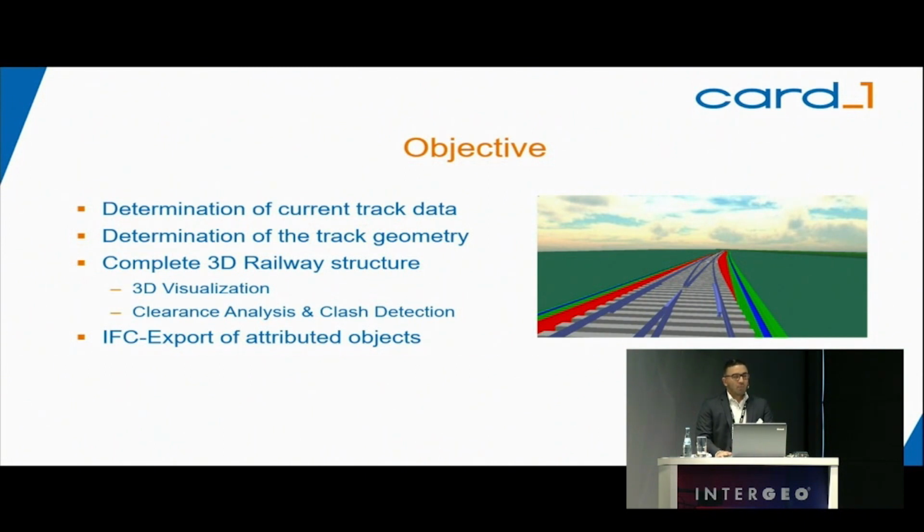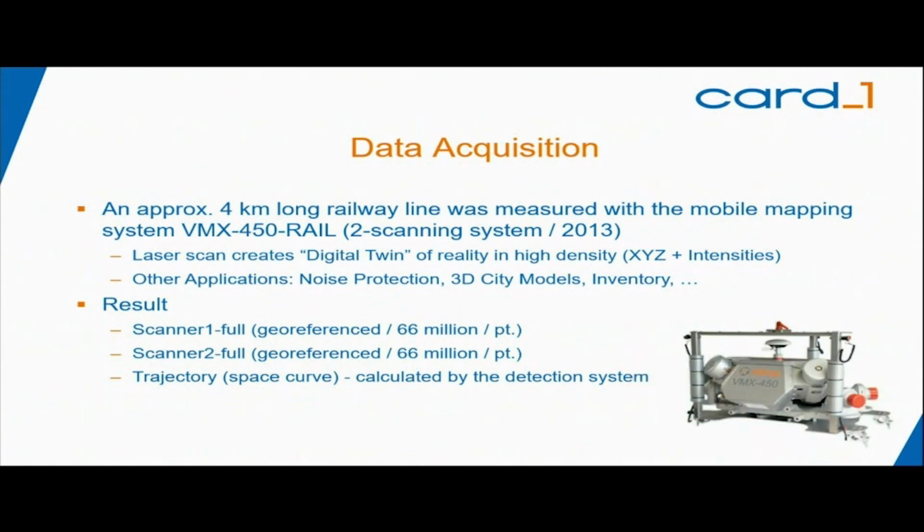At the end, of course, the data needs to be handed out to the next level, which would be an IFC export of those attributed objects. So these are the objectives. And with that data, we measured, and with that system, VMX 450 Rail, we created a digital twin, and we received just XYZ point cloud data with intensities. The result, as I mentioned, were 2 point cloud data sets. Each were georeferenced and had about 66 million points.